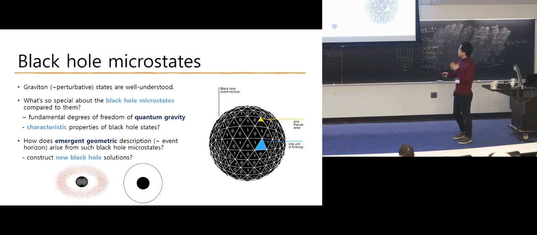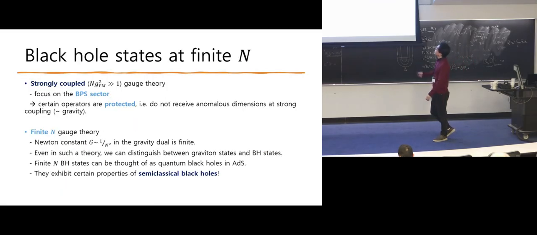As in many talks today, we already learned that black hole microstates are very different from the graviton states. The characteristic properties of the black hole states are now named the fortuitous property. And I want to study how we can understand some emergent geometric description from such fortuitous operators, and how we can construct new black hole solutions based on these fortuitous operators. And today I want to show you that we can make these two kinds of hairy black holes. I will show you later.